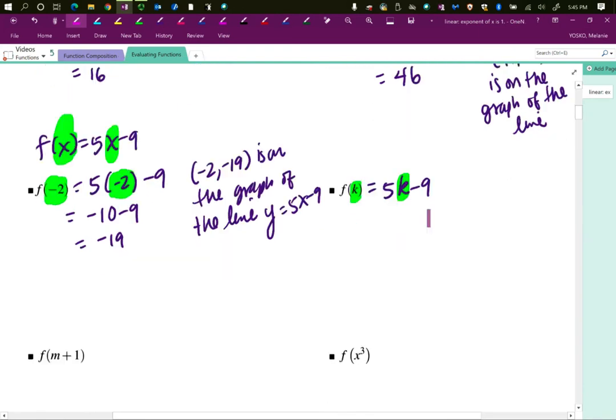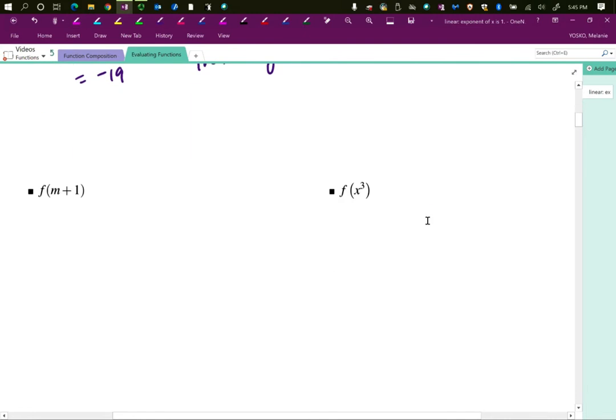Let's keep going. So if we have f of m plus 1, remember my function f of x was 5x minus 9. We are replacing this x with m plus 1. That means you replace every x with m plus 1. Be very careful here. This is 5 times m plus 1.